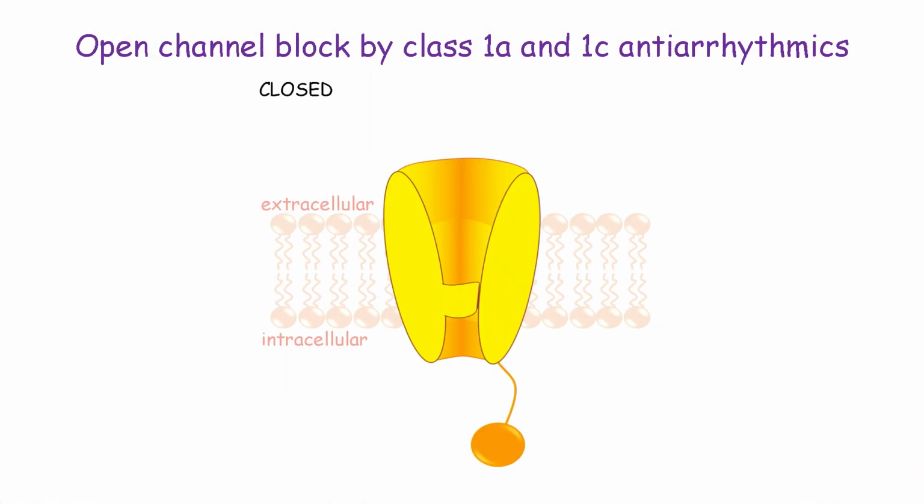This animation illustrates how class 1A and 1C antiarrhythmic drugs selectively bind to and block open sodium channels. We start with the channel in its closed state. In this conformation, sodium ions cannot pass through, and the drug binding site is hidden. When the membrane depolarizes, the channel opens. Sodium ions now flow rapidly from the extracellular space into the cell, following their electrochemical gradient. This drives the upstroke of the action potential.